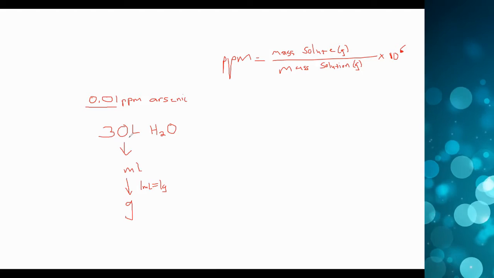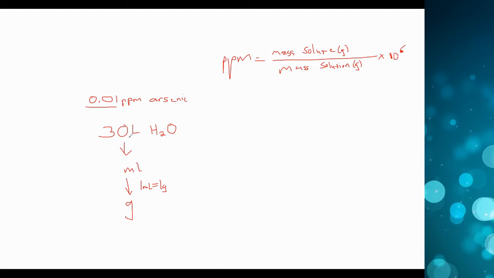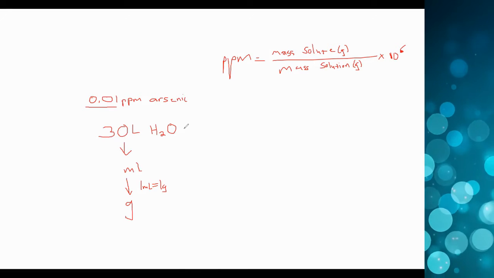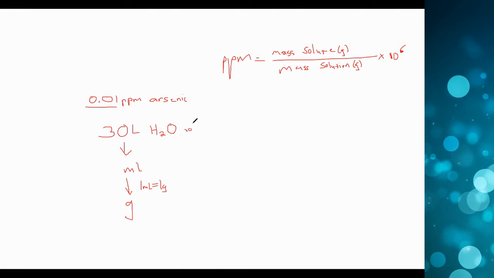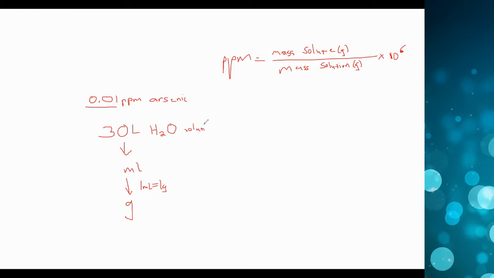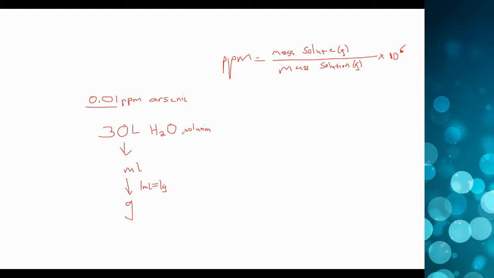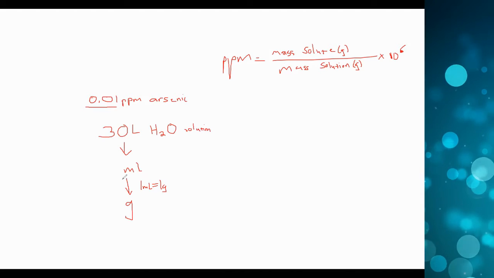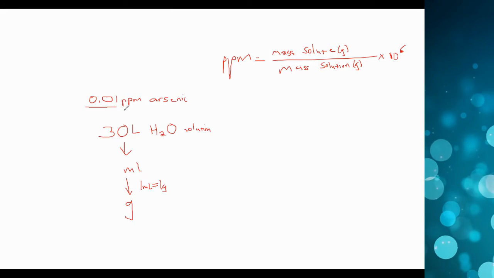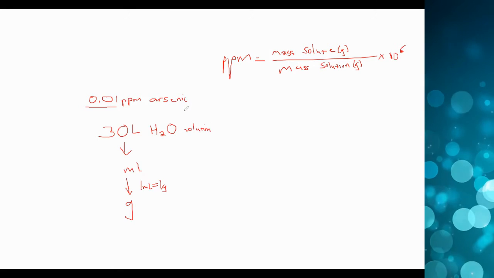What are we solving for again? Solving for the mass of solute. I put water, but that's supposed to be solution. So this is 30 liters of water solution, and the concentration is 0.01 ppm. So how many grams of arsenic would be in that solution?